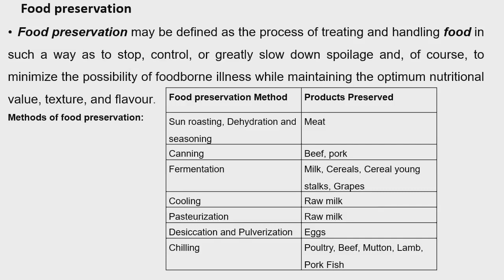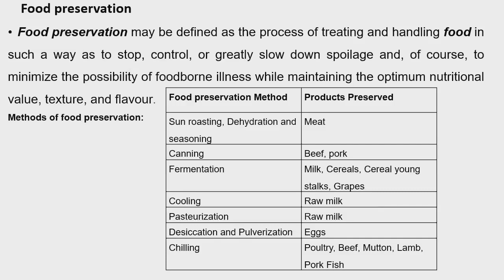Of course, you want to minimize the potential of foodborne illness while maintaining the optimum nutritional value, texture, and flavor. So it's a simple method of preventing or slowing down the spoilage of food in order to control microbial contamination or deactivate microbial activity on the food. Now, looking at the methods of food preservation, there are many methods of food preservation.